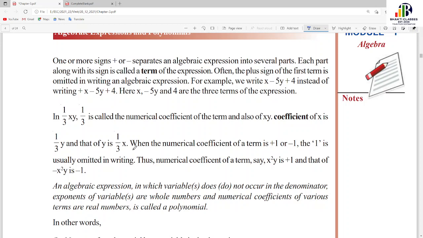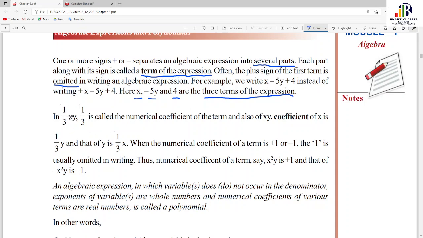One or more signs, either plus or minus, separate the algebraic expression into several parts. Each part, along with its sign, is called a term of the expression. Often, the plus sign of the first term is omitted in writing an algebraic expression. For example, we write x minus 5y plus 4 instead of plus x minus 5y plus 4. Here x, minus 5y, and 4 are called the three terms of the expression.